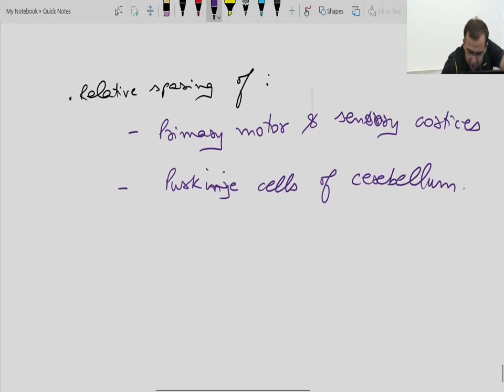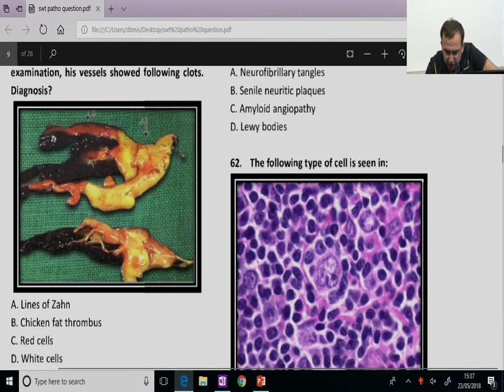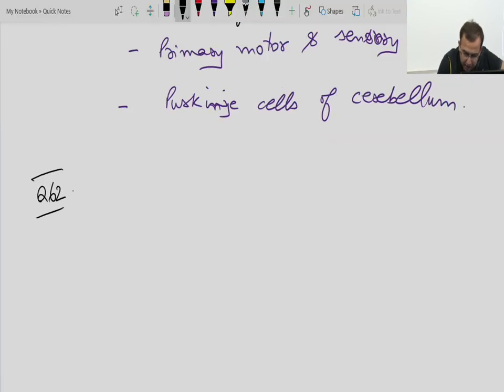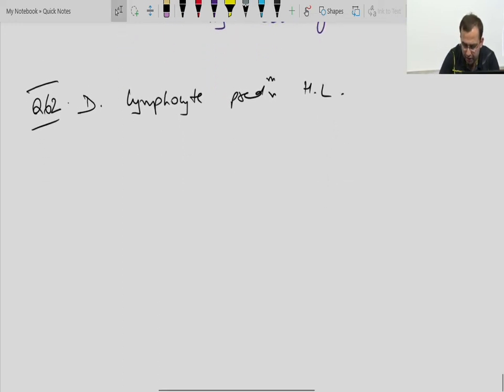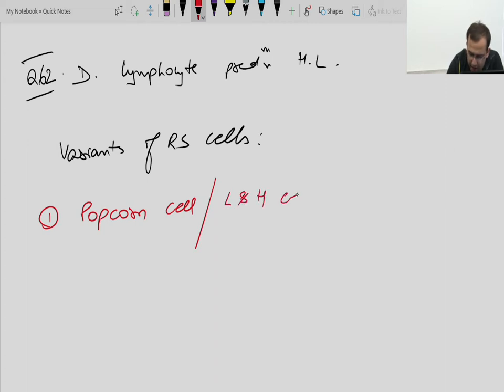Next, this gets us to the next question, that is question number 62. Now, following type of cell is seen in, we have already seen this is an RS cell, the popcorn type of RS cell seen in lymphocyte predominant Hodgkin's lymphoma. The answer is D, that is lymphocyte predominant Hodgkin's lymphoma. We have seen this in detail. So, quick recap, let us have a look at variants of RS cells. There are two main variants. The first is the popcorn cell, also called as LNH cell, that is lymphocyte and histiocytic cell.